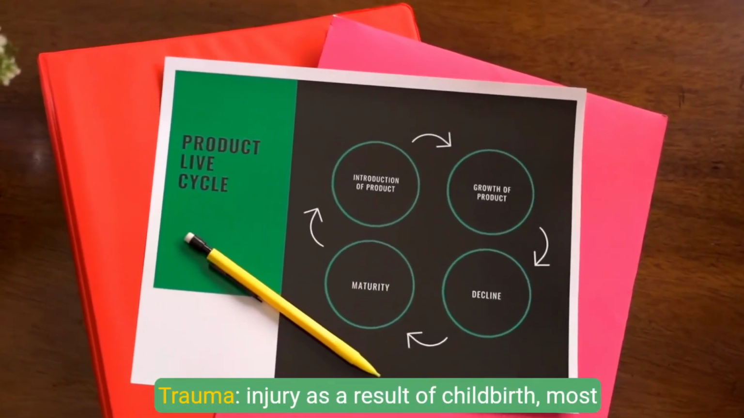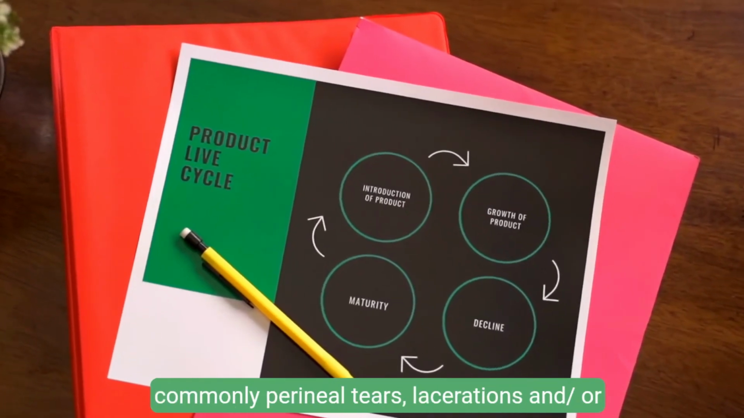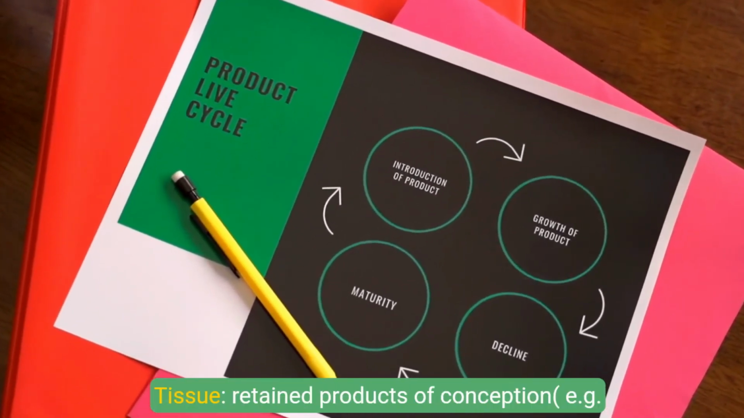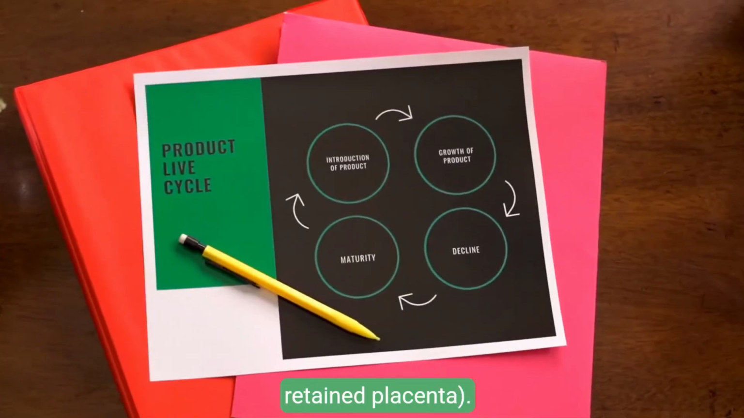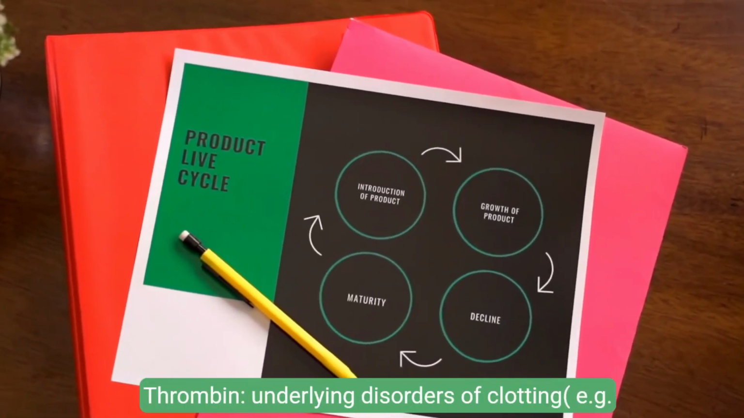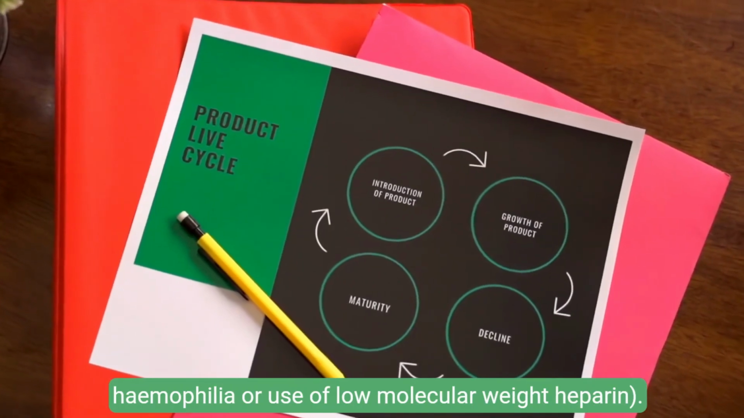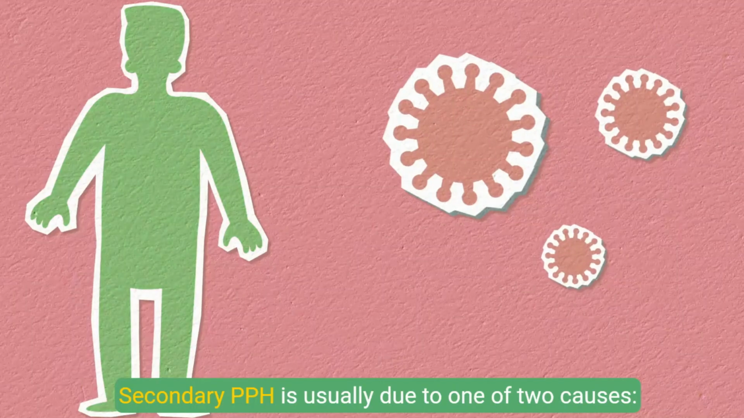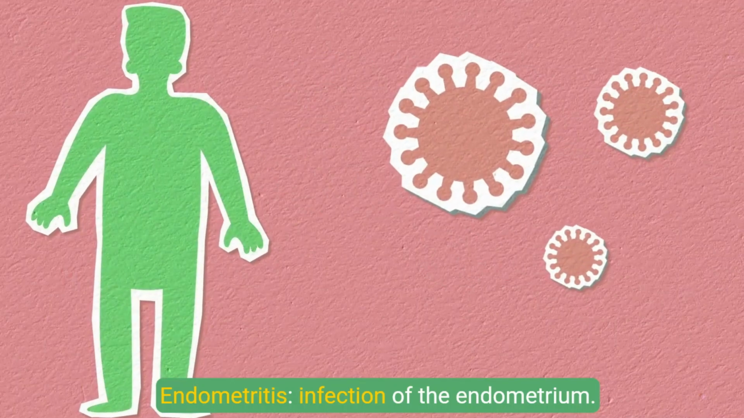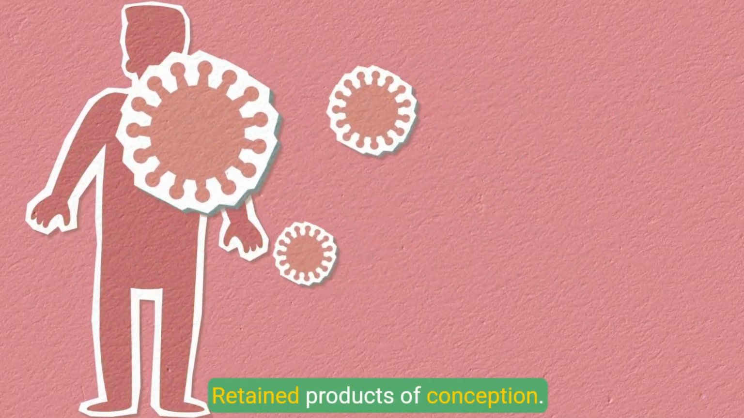Trauma: injury as a result of childbirth, most commonly perineal tears, lacerations and/or episiotomy. Tissue: retained products of conception, e.g. retained placenta. Thrombin: underlying disorders of clotting, e.g. hemophilia or use of low molecular weight heparin. Secondary PPH is usually due to one of two causes: endometritis, infection of the endometrium, or retained products of conception.